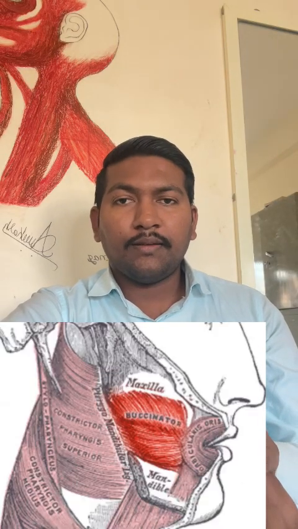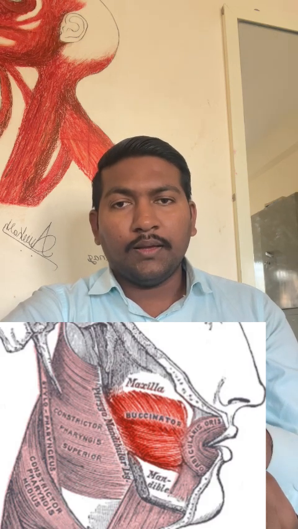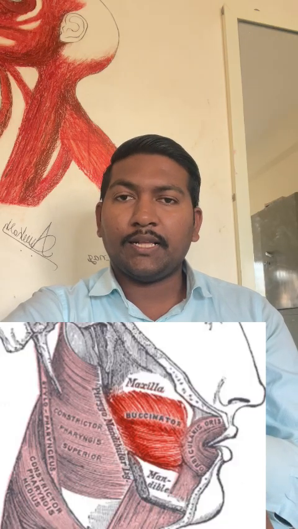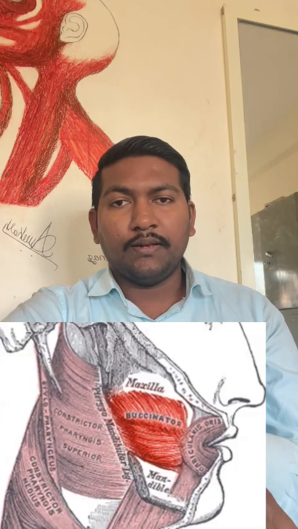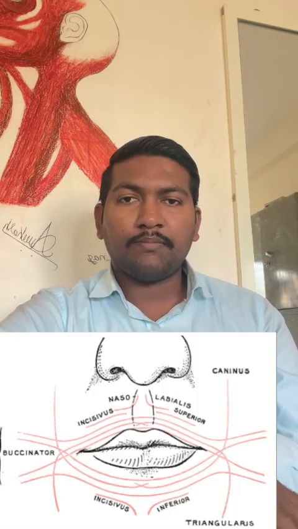We can see behind the buccinator muscle there is a pterygomandibular raphe which separates it from the superior constrictor muscle. We can also see the superior constrictor of the pharynx muscle. And now we will discuss the fibers of the buccinator muscle.